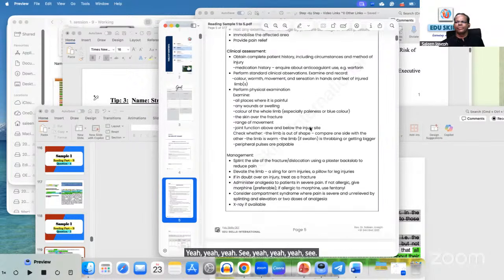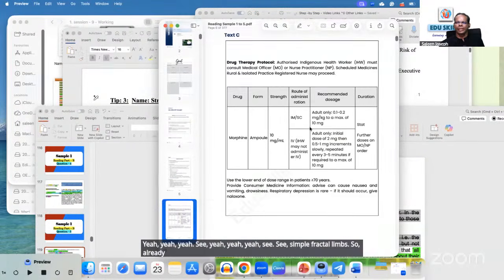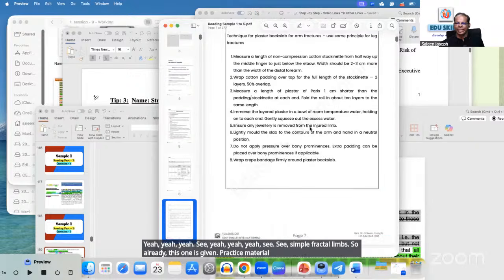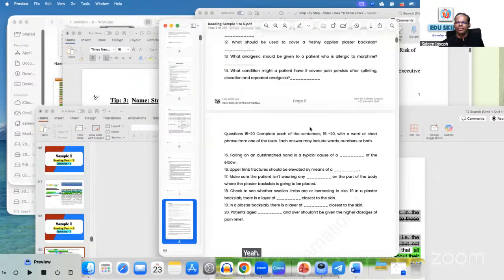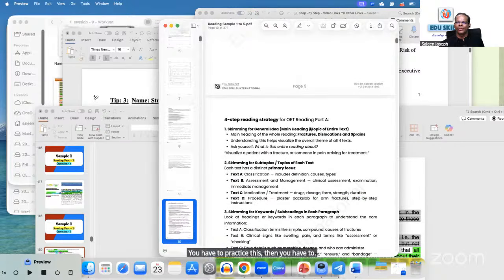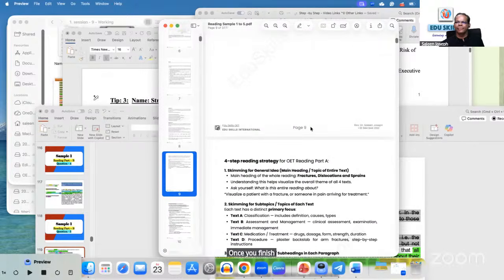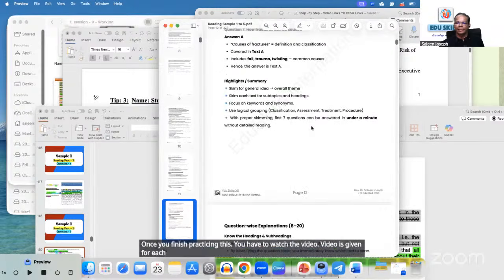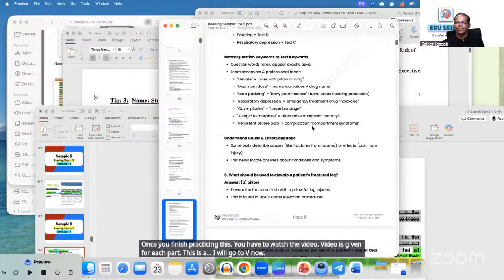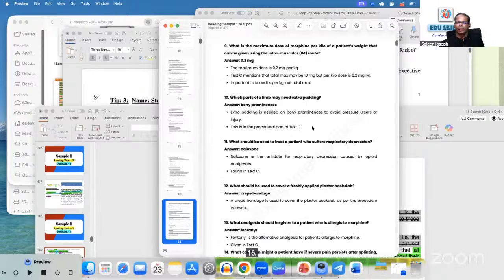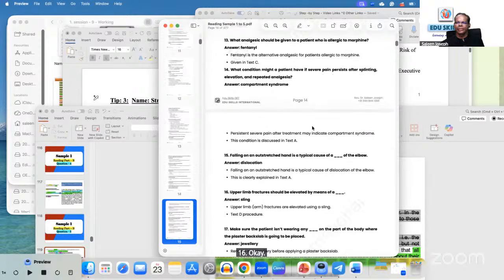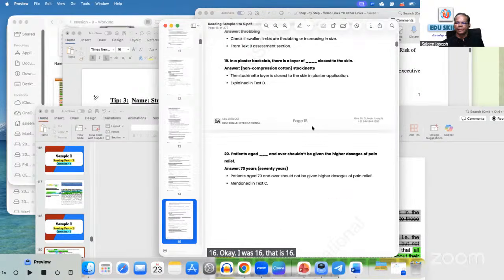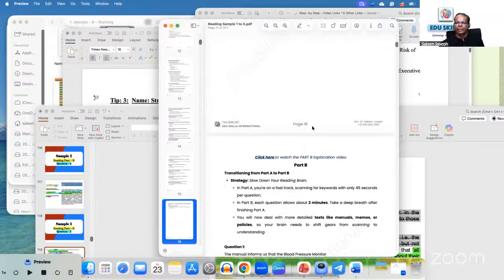See, simple fractal limbs. So this one is already given. Practice material is the first step. You have to practice this, and once you finish practicing, you have to watch the video. A video is given for each part. This is A. I will go to B now. Page 16. Now, where is 16? 16 is up now.